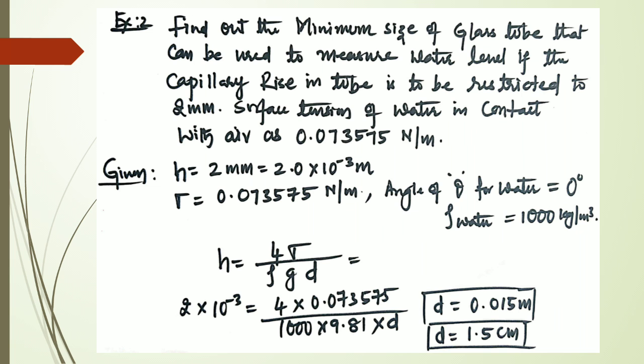Therefore h is given, sigma is given, the density of water is known, and g is known. Then find the diameter, that is 0.015 meter, d is equal to 1.5 centimeter. So these are the very simple problems that can be asked in the exam.